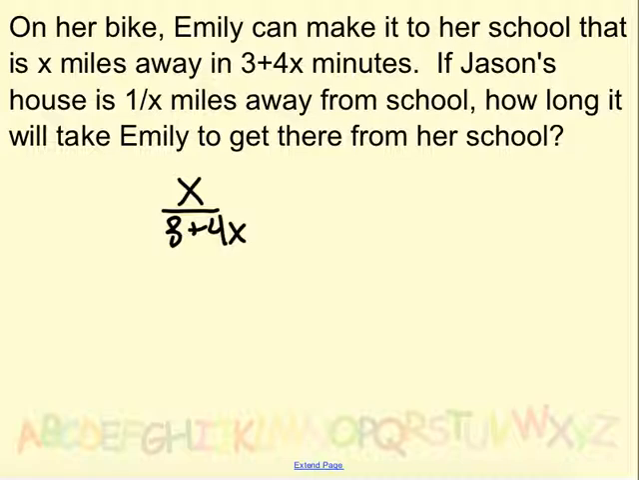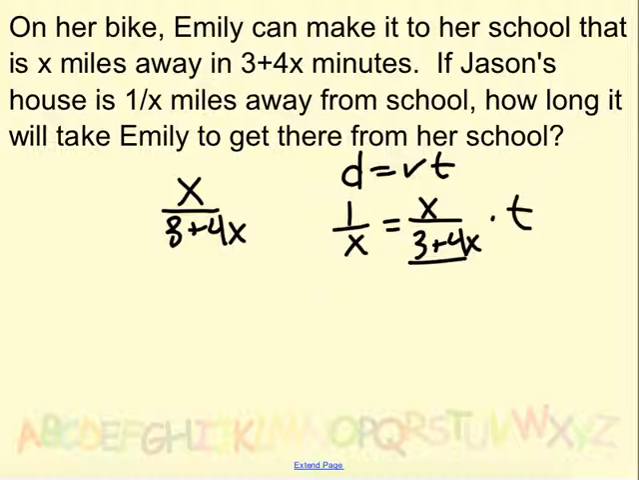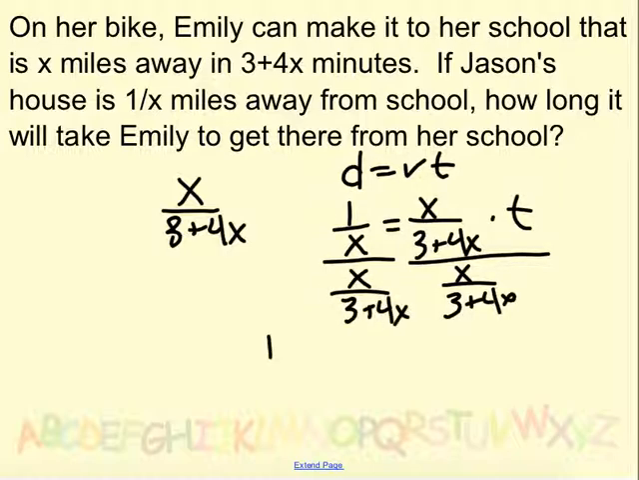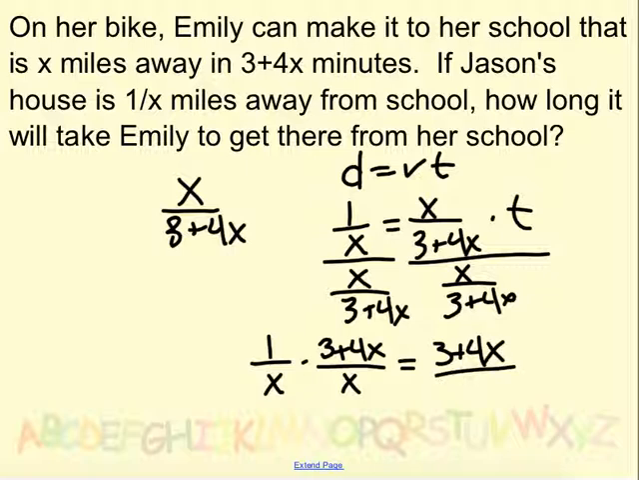So I want to figure out, okay, if the distance, distance equals rate times time. If the distance is 1 over x and the rate is x over 3 plus 4x, I want to find the time, by dividing by x over 3 plus 4x. So I need to divide these two things. So I use my normal methods and say I'm going to copy down 1 over x and multiply by the reciprocal, 3 plus 4x over x. And I realize that it's going to take her 3 plus 4x over x squared minutes to get to school.